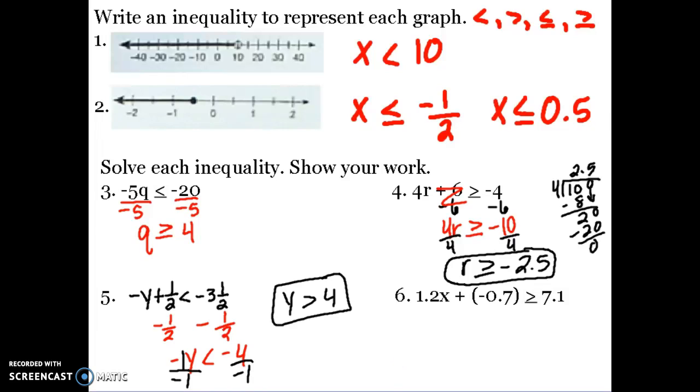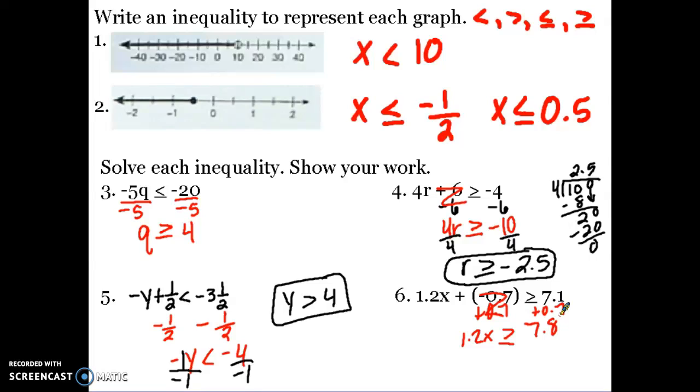For number 6, 1 2/10 x plus negative 7/10 is greater than or equal to 7 1/10. I have to get rid of this negative 7/10. The opposite of negative 7/10 is positive 7/10. What I do on this side, I have to do on this side. That leaves me with 1 2/10 x is greater than or equal to 7 1/10 plus 7/10, which is 7 8/10.